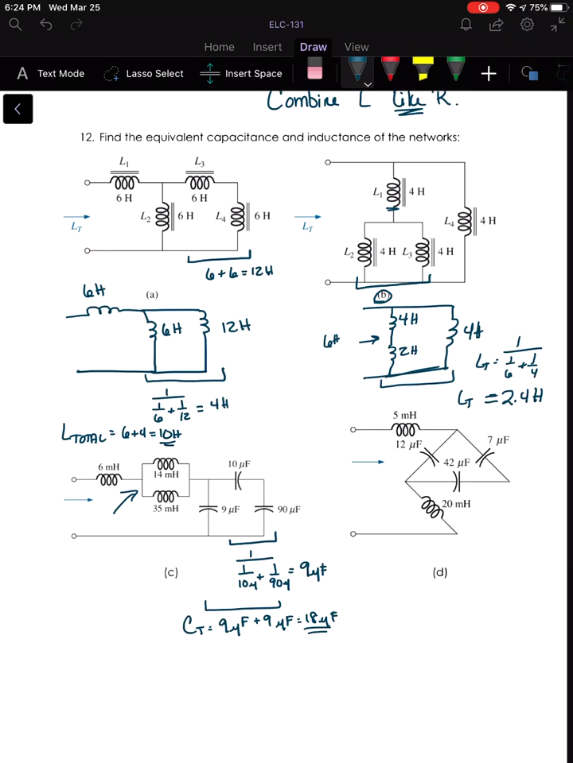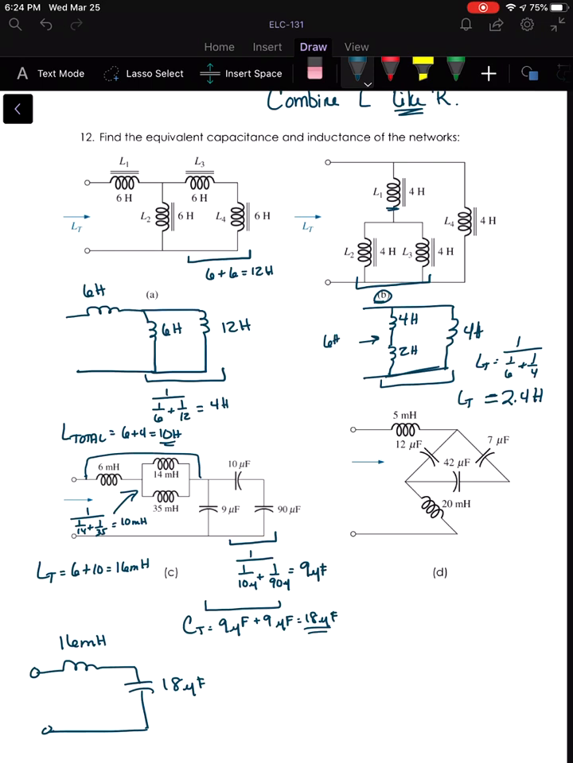Here we're going to combine these like we would parallel resistors. They're parallel inductors. So we've got 10 millihenries there. And then we're going to add that to our 6 millihenries. So LT equals 6 plus 10, or 16 millihenries. So that means if we were to redraw this in the simplified form, we would see 16 millihenries and 18 microfarads.